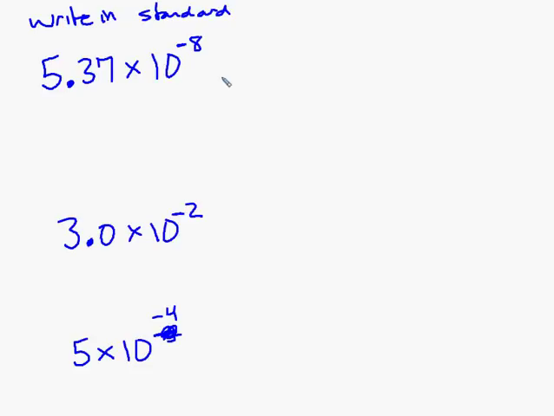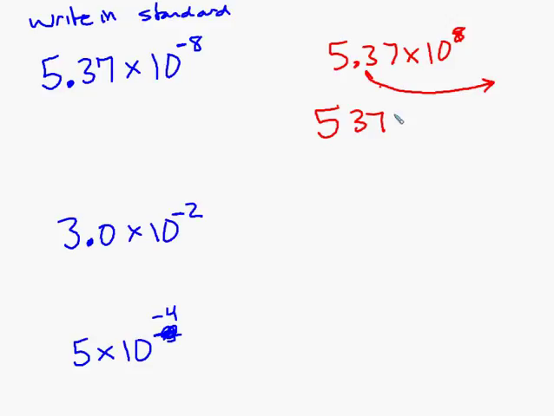Now, when I'm moving, pay attention up here. Let's compare and contrast these two. Notice this one has the positive exponent. With the positive exponent, I'm moving my decimal point to the right. So watch how I count: 5, and then 1, 2, 3, 4, 5, 6, 7, 8. I started at the left and went to the right.